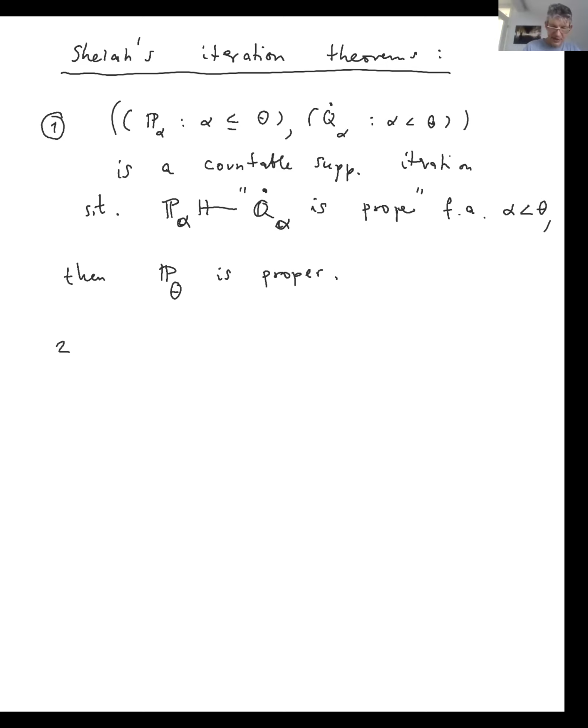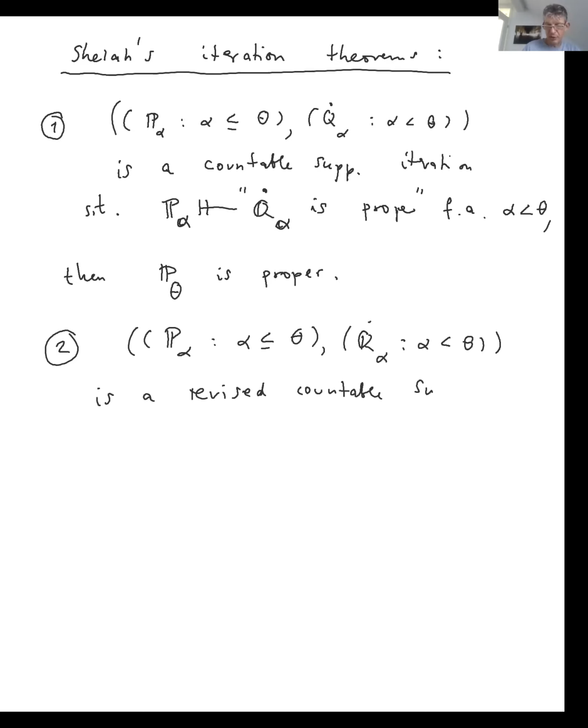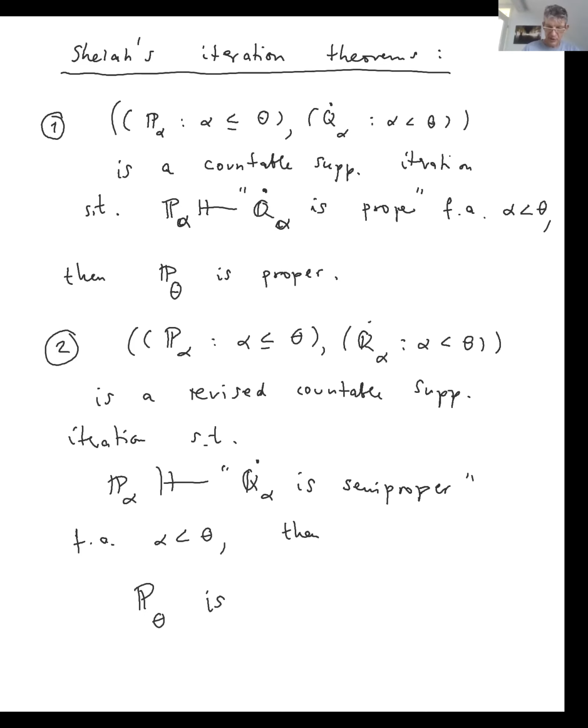And the second statement is something related. It's the same for semi-proper forcing. If P sub alpha, alpha less than or equal to theta, comma, Q sub alpha, alpha less than theta, is a revised countable support iteration such that P sub alpha always forces that Q sub alpha is semi-proper for all alpha less than theta, then the last forcing is also semi-proper.